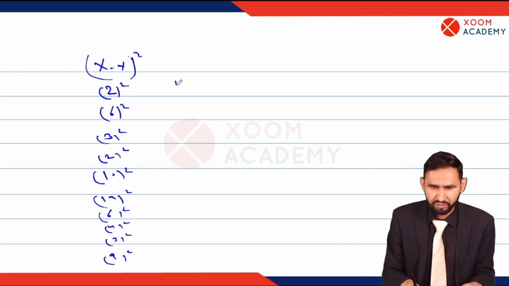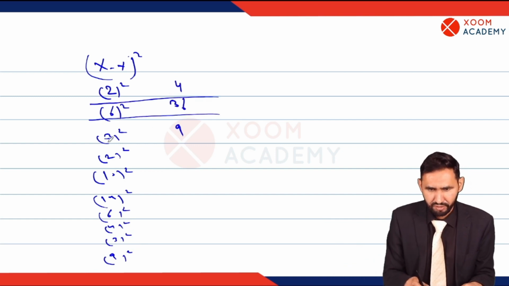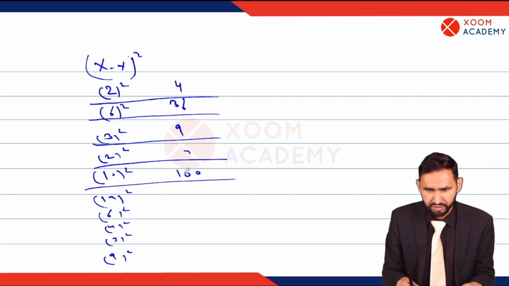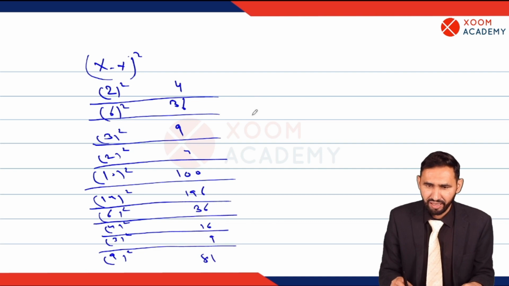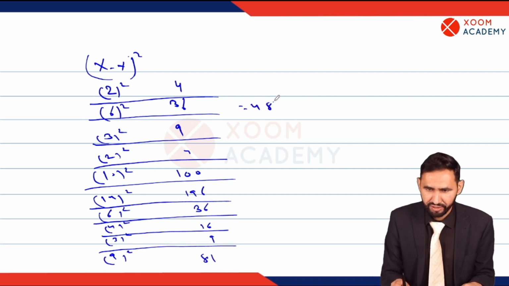Our answer should be 4, 36, 9, 4. Square of 10 is 100. Square of 14 is 196. Square of 6 is 36. Square of 4 is 16. Square of 3 is 9 and square of 9 is 81. When we add all these values, our answer is 482.